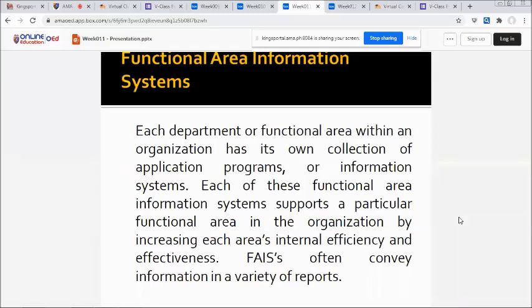So how about the functional area information system? Let us identify the functional area information systems. Each department or functional area within an organization has its own collection of application programs or information systems. Each of these functional area information systems supports a particular functional area in the organization by increasing each area's internal efficiency and effectiveness.